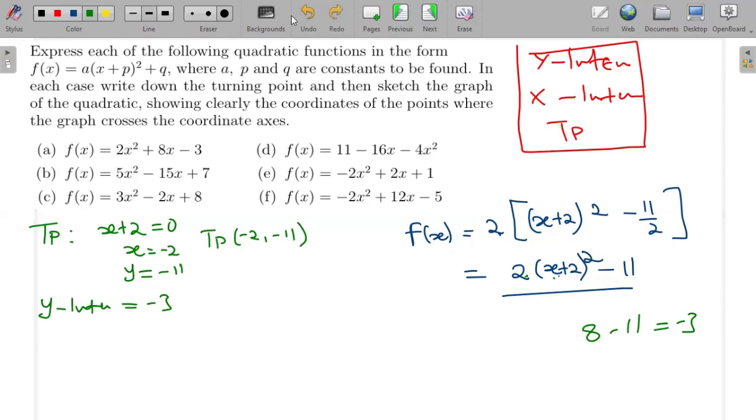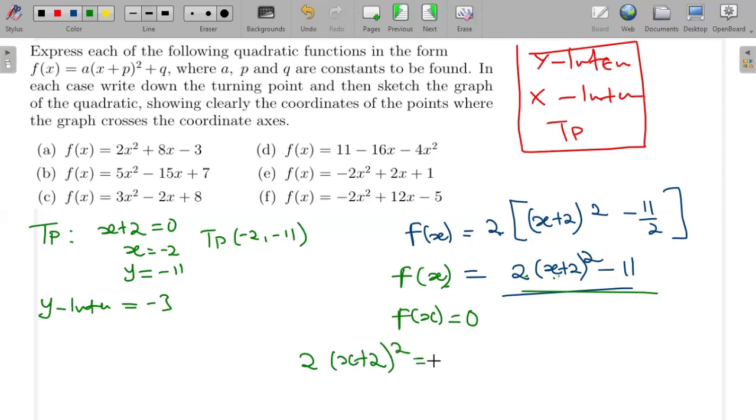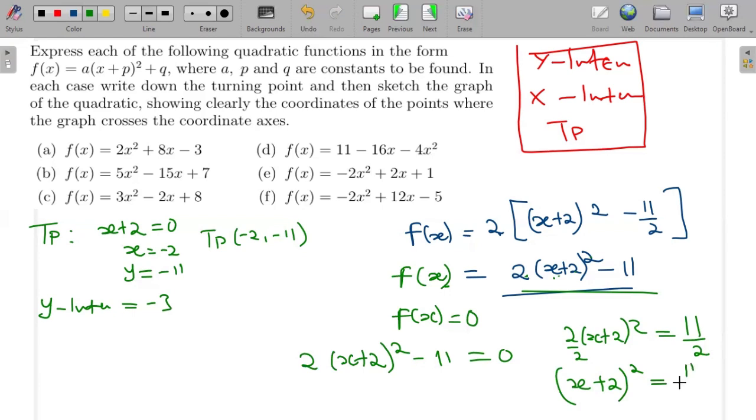Okay, and then after that, we can now find our x-intercept. Okay, so our x-intercept, we said we make what? f of x to be equal to 0. So f of x is equal to 0. It means this whole thing here will be equal to 0. Okay, so it will be 2(x plus 2) squared minus 11 is equal to 0, which will just be 2(x plus 2) squared is equal to 11. Okay, divide by 2, divide by 2, I get (x plus 2) squared is equal to 11 over 2.